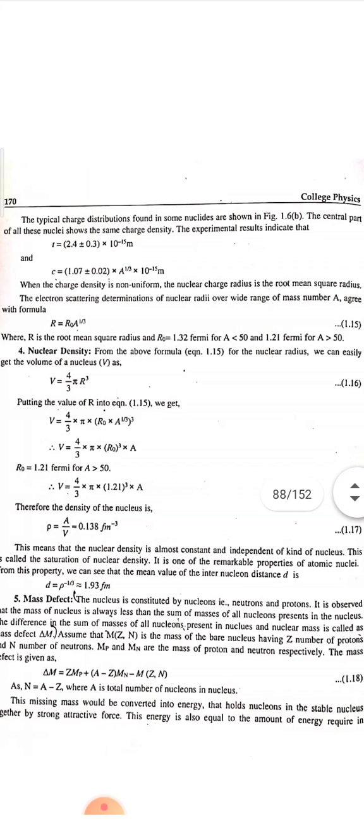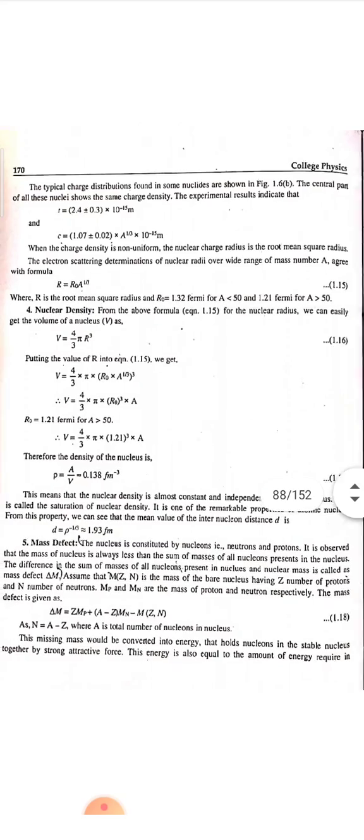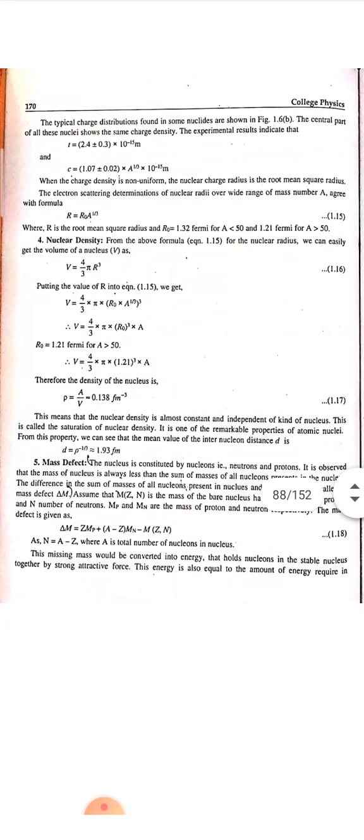Then we have to talk about the nuclear density. Once you get that particular radius, you can calculate the density. You know the volume, then mass you can calculate, and you know mass by volume is nothing but the density. Nuclear density is almost constant and independent of the kind of the nucleus. This is called the saturation of nuclear density. It is one of the remarkable properties of the atomic nuclei.